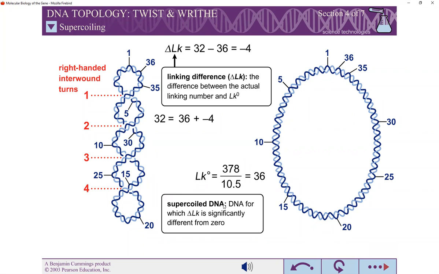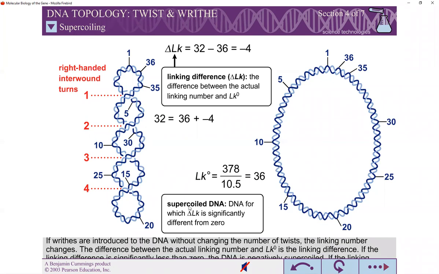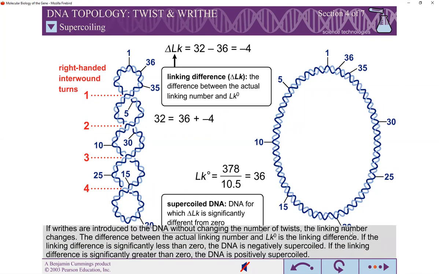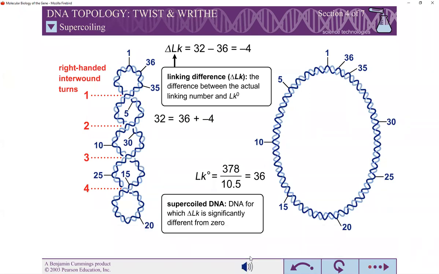This is referred to as supercoiled DNA: DNA for which the linking difference is significantly different from 0. If this linking difference is negative, it is said to be negatively supercoiled. If it is positive, it is said to be positively supercoiled. If the linking difference is significantly less than 0, the DNA is negatively supercoiled. If it is significantly greater than 0, the DNA is positively supercoiled.